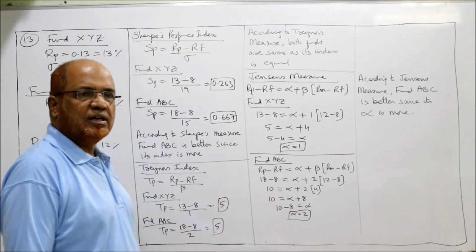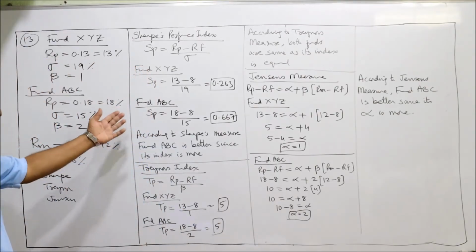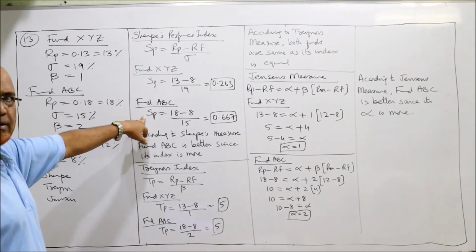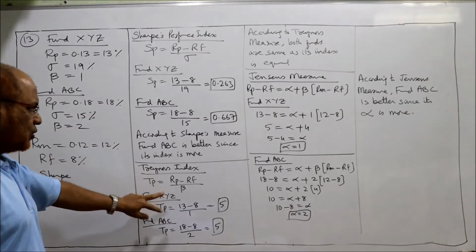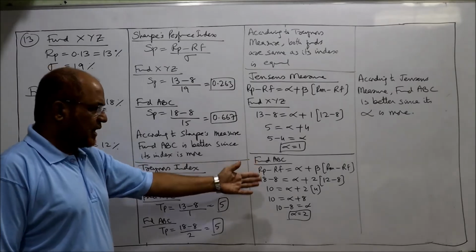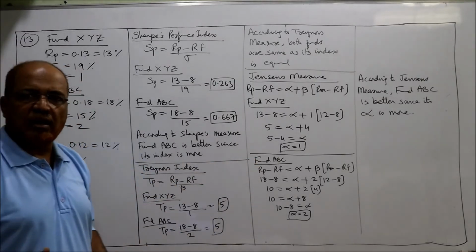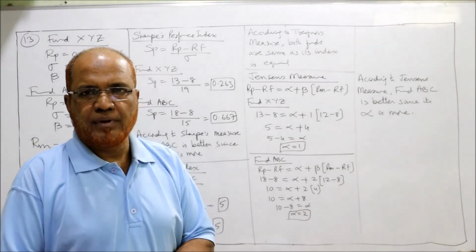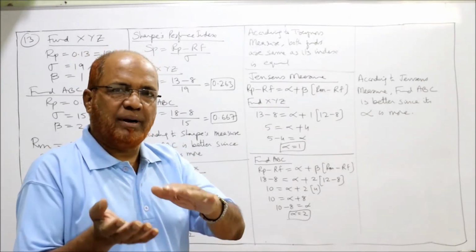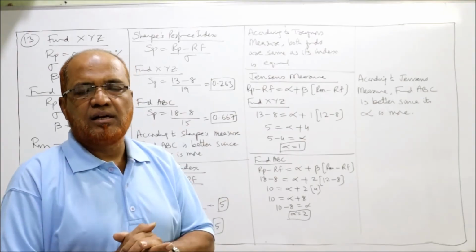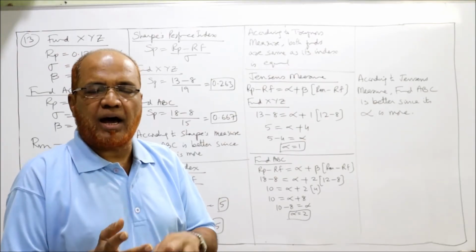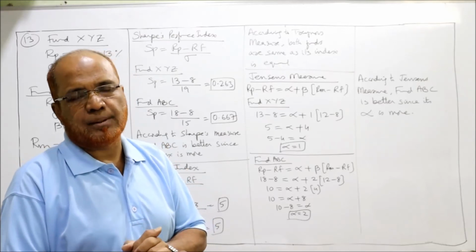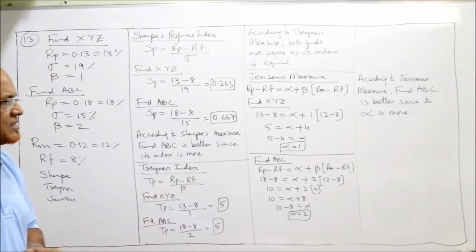So we suggest ABC. तो तीनों मेथड अप्लाई कर लिए हैं, शार्प, ट्रेनर एंड जेंसन. शार्प ये कह रहा है कि फंड एबीसी इज बेटर, ट्रेनर कह रहा है दोनों फंड बराबर है, और जेंसन कह रहा है एबीसी इज बेटर. तो अल्टीमेट कंक्लूजन वी कैन गिव एबीसी फंड इज कंपैरेटिवली बेटर. ABC fund is comparatively better than XYZ fund since the index as per Sharpe and as per Jensen's measure both are favoring ABC. So ABC fund is better.